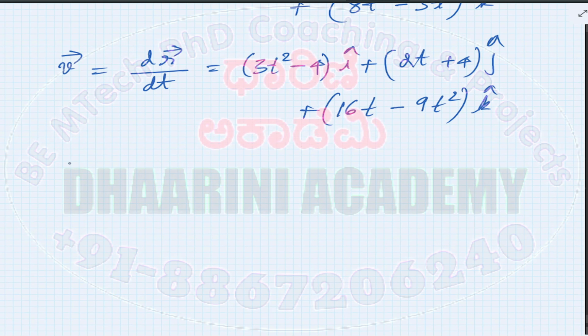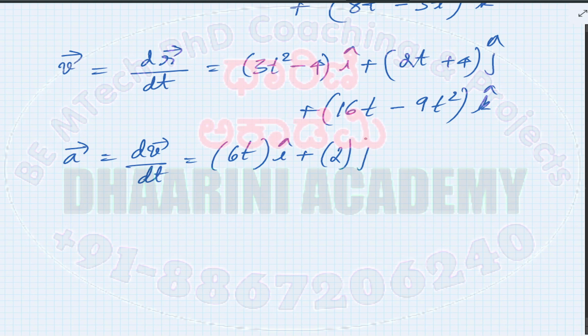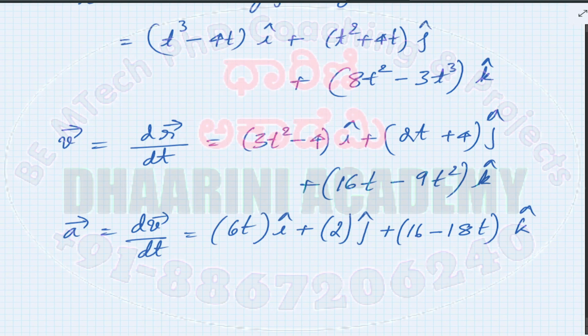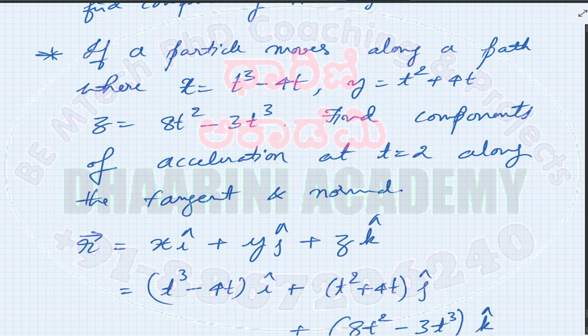Then we need acceleration. So a is equal to the differentiation of the v vector with respect to time. So differentiating the above equation, 3t square becomes 6t, so 4 becomes 0, into i cap, plus differentiation of 2t is simply 2 into j cap. Then the last component, 16t, becomes 16 minus 9 into 2, that is 18 times t times k cap.